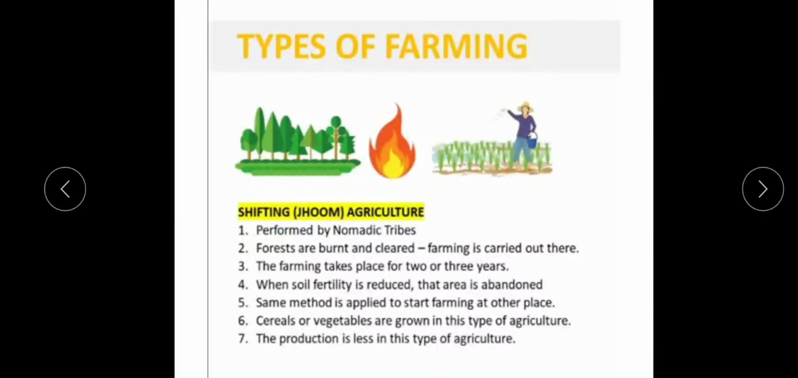So in short, what is shifting agriculture? They take a piece of land, clear it by cutting down the trees, burn the trunks and branches, and farm there, growing two or more crops for 2 to 3 years. But once the fertility is reducing, they leave the land and start the same farming with the same method on some other land. So in short, that is called zoom farming. And always remember, in shifting agriculture, the production is less.